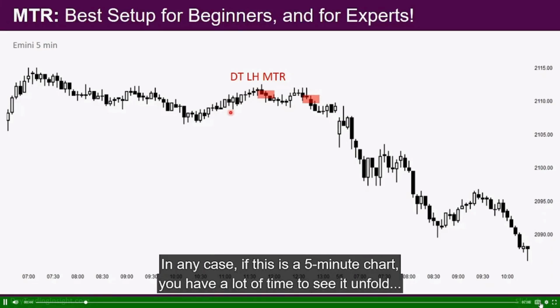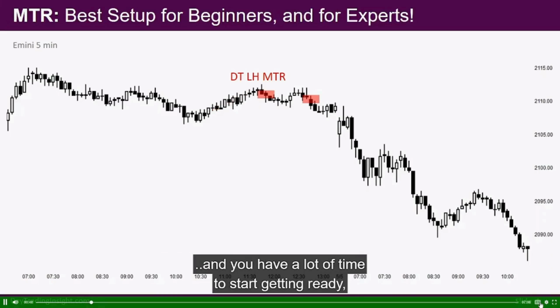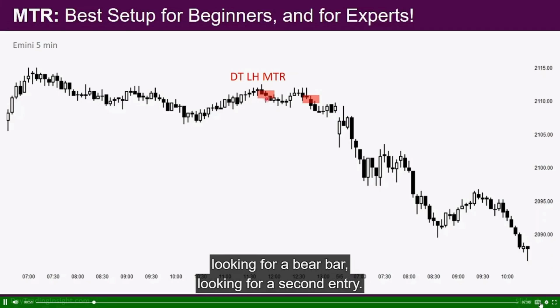In any case, if this is a 5-minute chart, you have a lot of time to see it unfold. And you have a lot of time to start getting ready, looking for a bear bar, looking for a second entry.